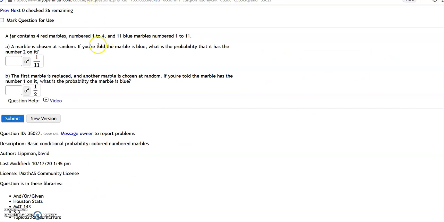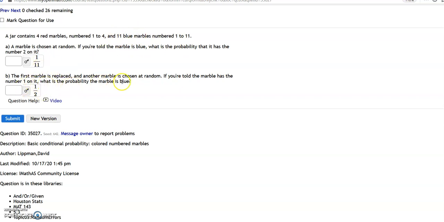Well, okay, if there's 11 marbles, 1 to 11 blue, and 1 to 4 is red, and then you choose a number, what if you're told that the marble is blue? So you're told that the marble is blue, so there's 11. That's a given statement. What is the probability that it has a number 2 on it? Well, there's 1, 2 out of 11 blues, so it's just 1 out of 11.